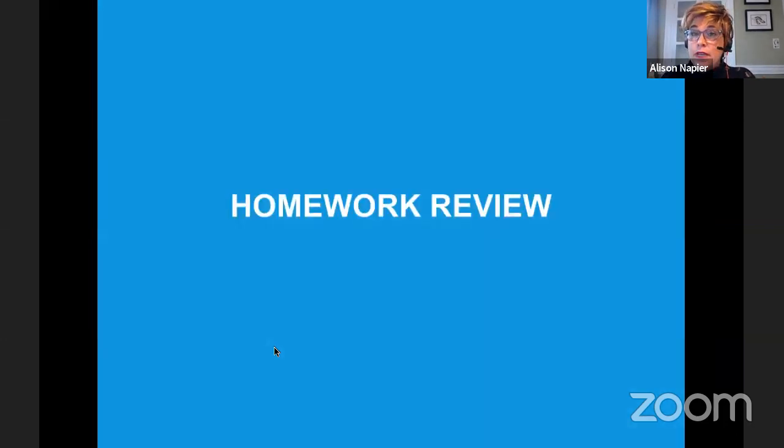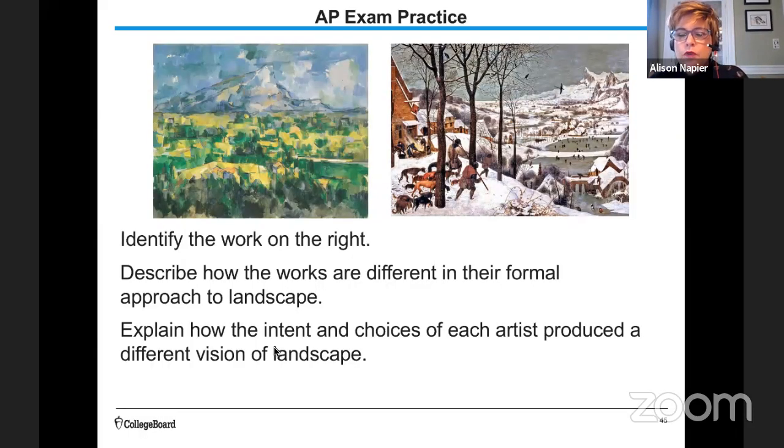Now, before we leave, let's not forget to review our question that John left us with yesterday, and then I'll leave you with a question for Monday. And so he wanted us to compare two landscape paintings or two depictions of the landscape, the Cézanne on the left, and then on the right, Bruegel's Hunters in the Snow from 1565, which is oil on wood.